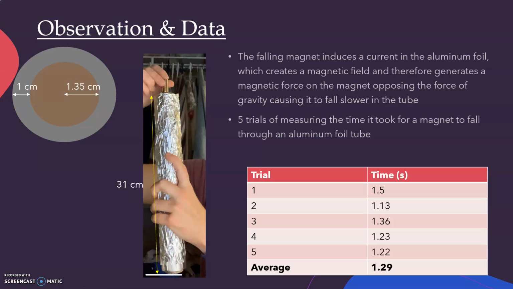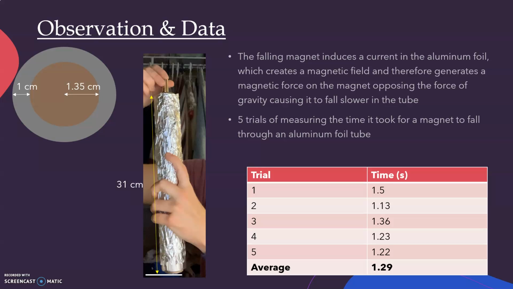The concept behind the physical experiment is that the falling magnet induces a current in the aluminum foil, which creates a magnetic field, therefore generating a magnetic force on the magnet that opposes the force due to gravity, causing it to fall slower in the tube than it would without the tube.